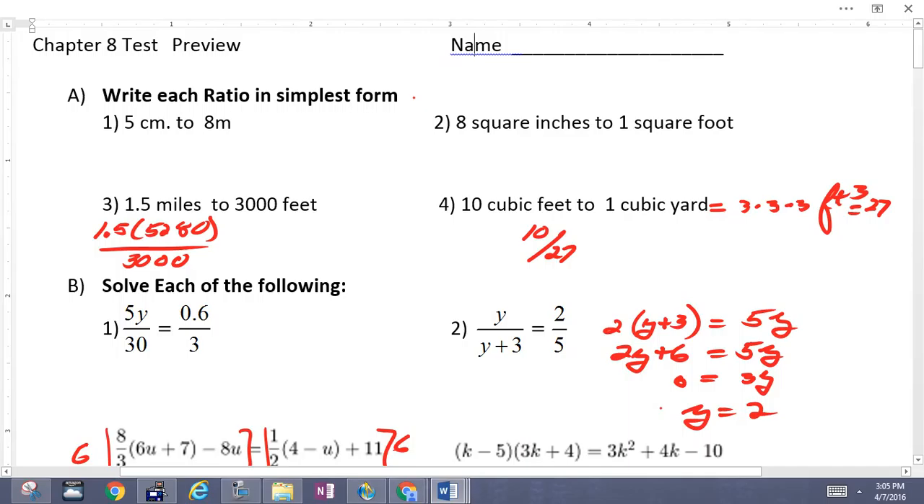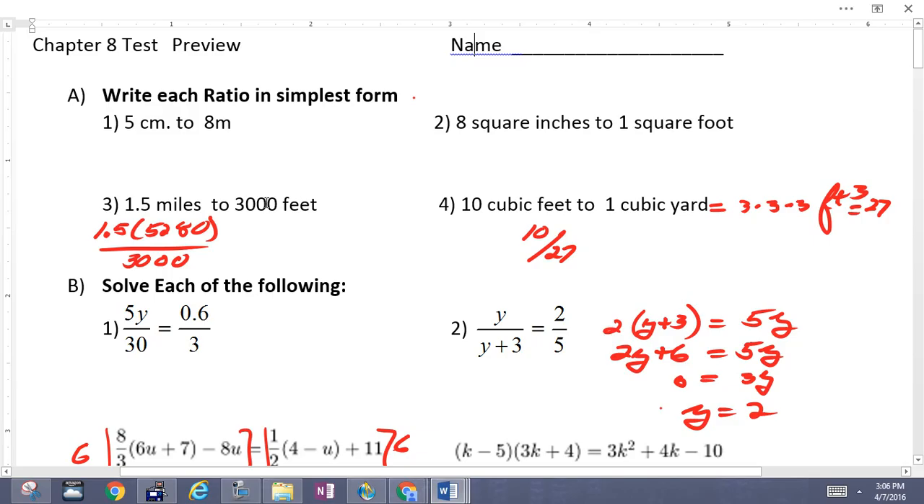So Chapter 8 was talking about similarity, but with the similarity, we also began by looking at ratios and proportions, and then we worked in some algebra stuff. So all that stuff's represented here. Okay, here, number 3.